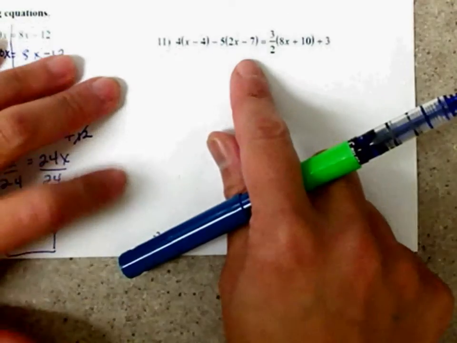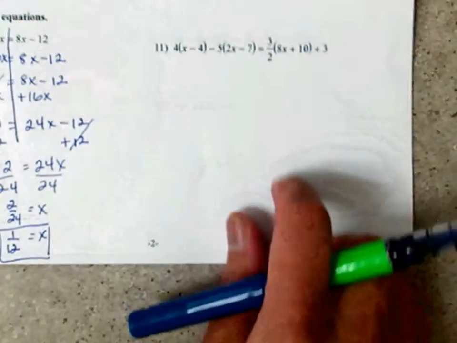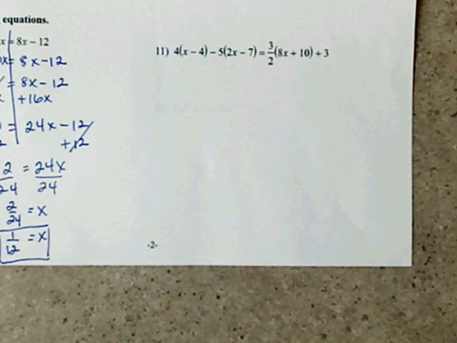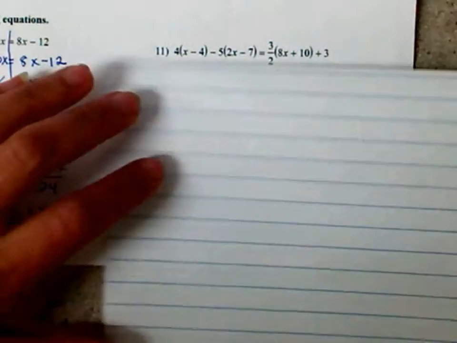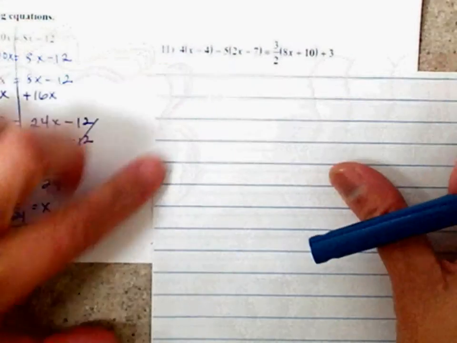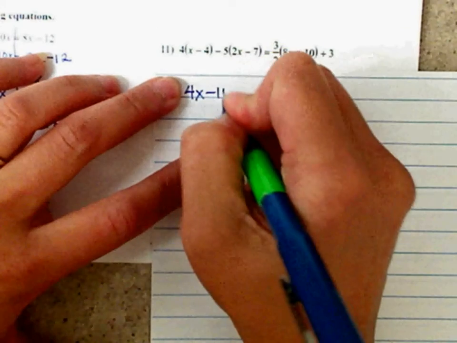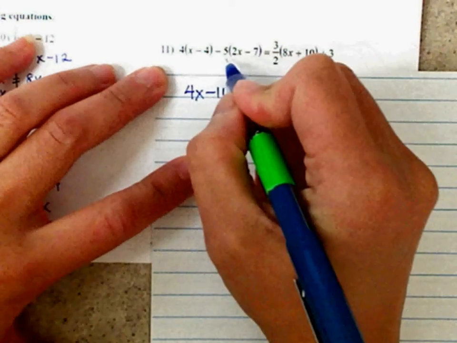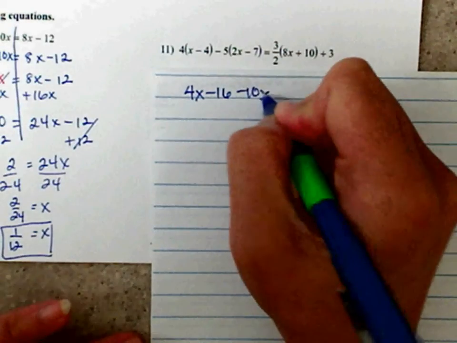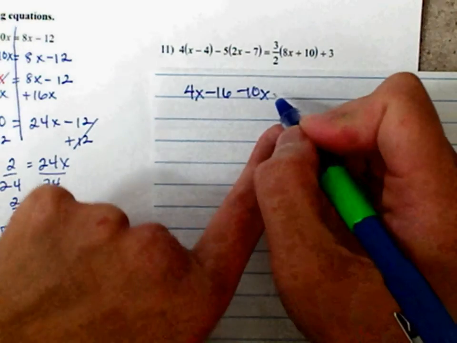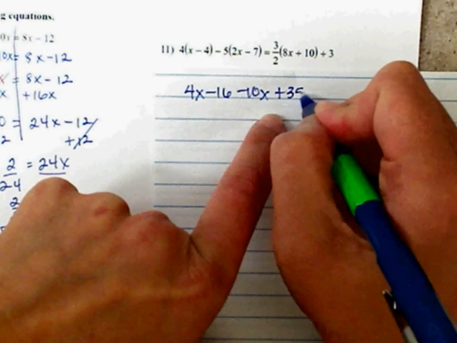Distribute first. Do not be afraid of your fractions, okay? I'm going to do it on this sheet so you can kind of follow. All right, here we go. Distribute. So you have 4x minus 16. Negative 5 times 2x is negative 10x. Negative 5 times negative 7 is plus 35 equal.